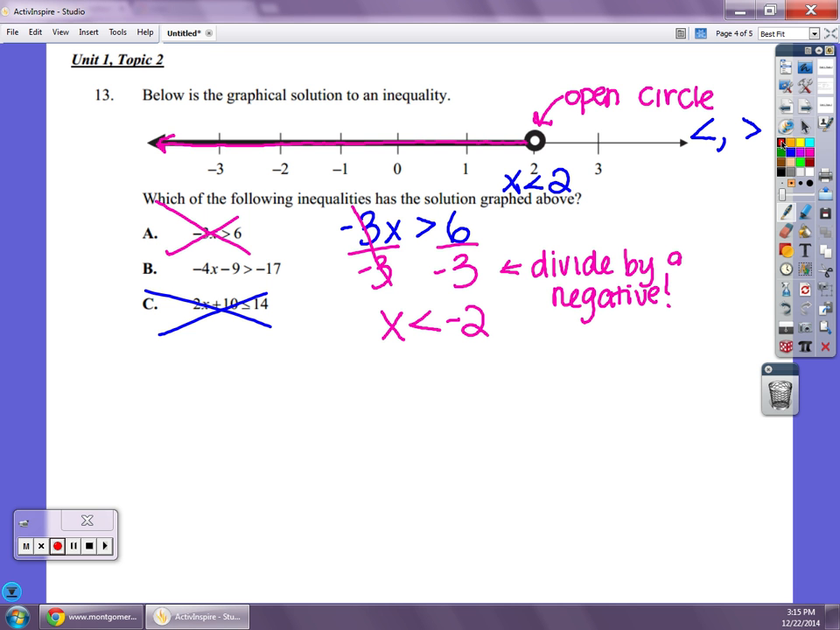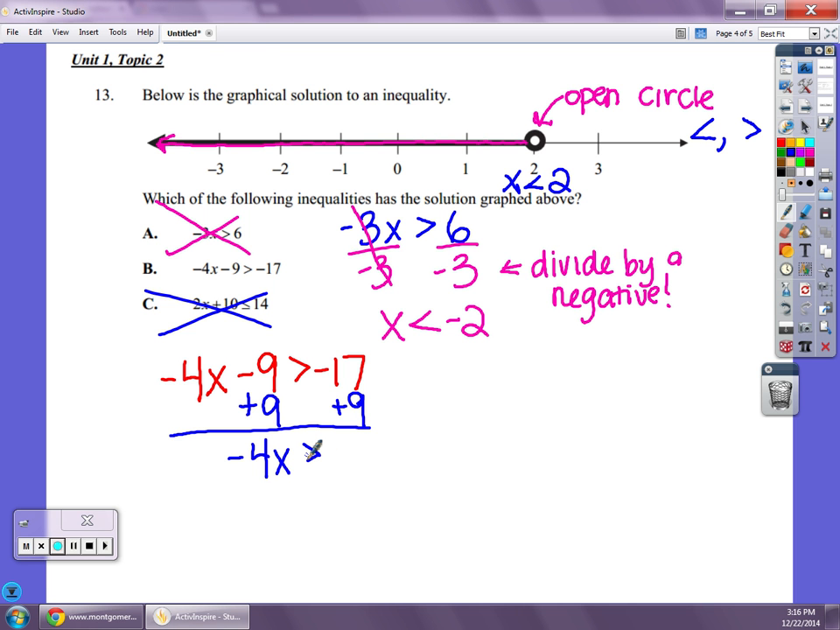And yes, we can say that at this point B is most likely going to be our solution, but I just like to double and triple check, so what I'm going to do is actually solve that inequality as well. We have negative 4x minus 9 is greater than negative 17, and I'm going to go ahead and solve that. It's a two-step inequality. My first step is going to be to move that minus 9 using the addition property of equality. So I'm going to add 9 to both sides. I end up with negative 4x is greater than, let's see, negative 17 plus 9 is going to give us negative 8.